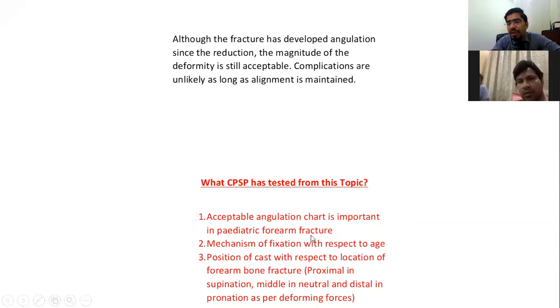It is very important in pediatric forearm fracture. It is written in Orthobullets. Mechanism of flexion with respect to age, fixation with respect to age, both are mentioned in the same table. Position of the cast with respect to location of forearm bone fracture. In an attempt earlier than mine, there was a question: if there is a fracture of the proximal forearm, how will you apply the cast? Proximal in supination, middle in neutral, and if it is distal then pronation. So the answer was supination.